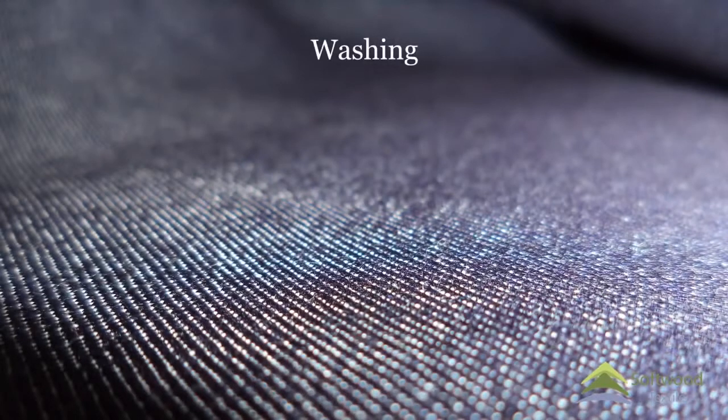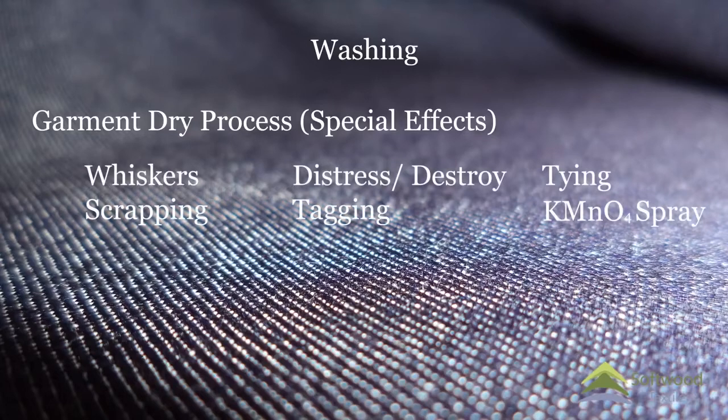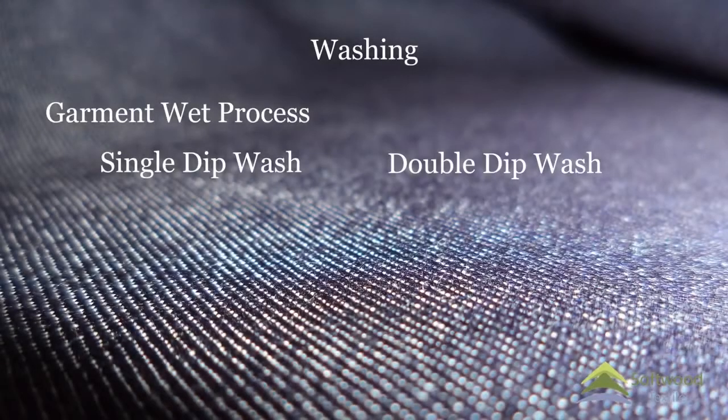There are two types of processes involved in washing: garment dry process, also known as the special effects, and garment wet process. Different techniques are used in garment dry process to create different types of effects on the garment, such as whiskers, scraping, distress, destroy, tagging, tying effect, and KMNO4 spray.